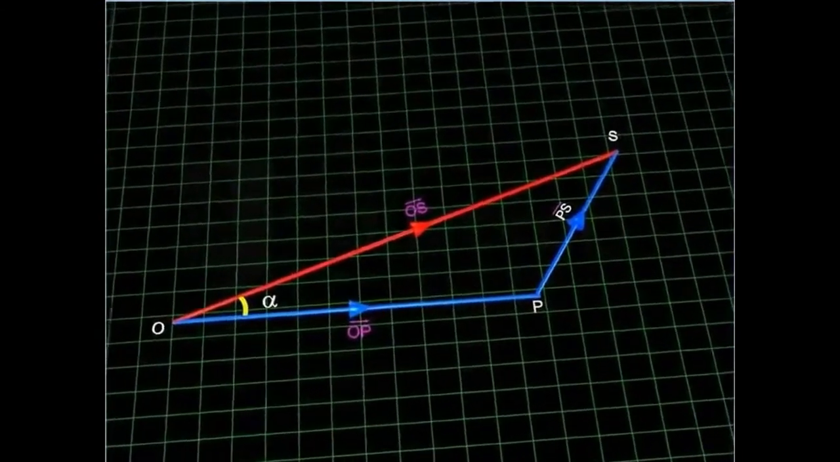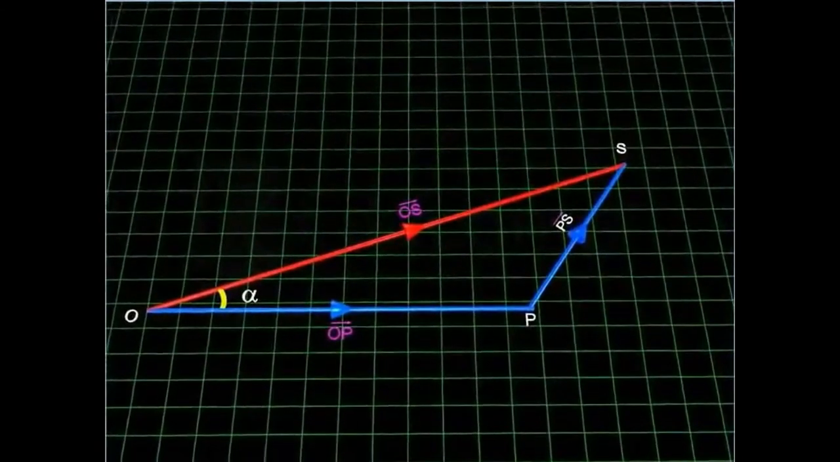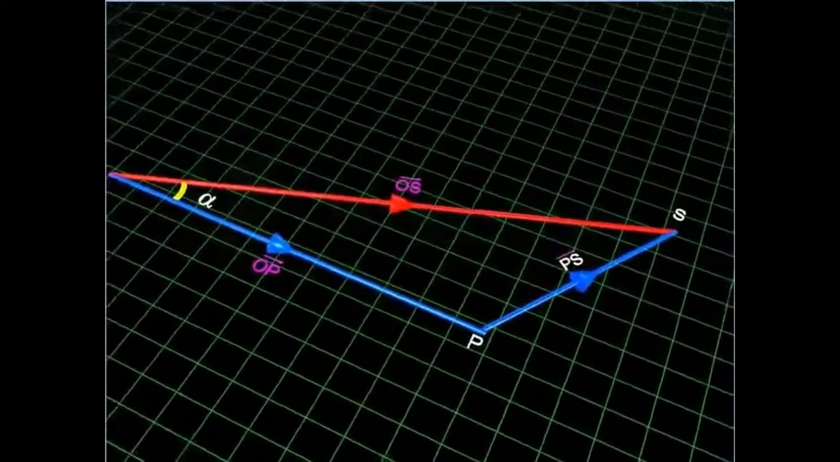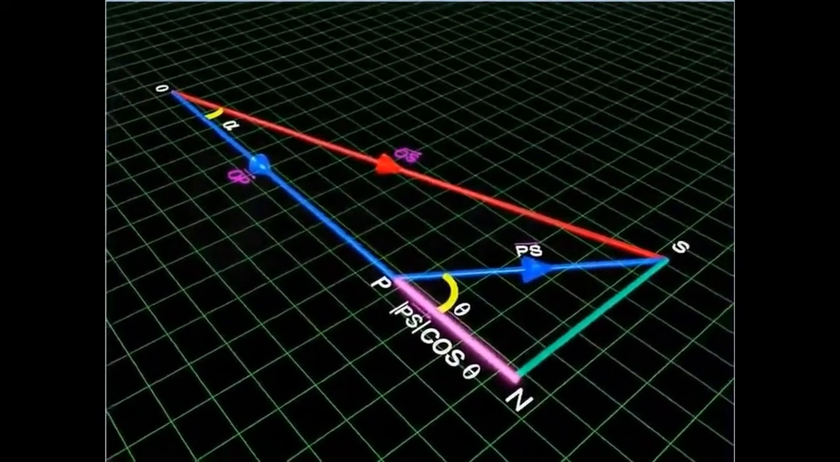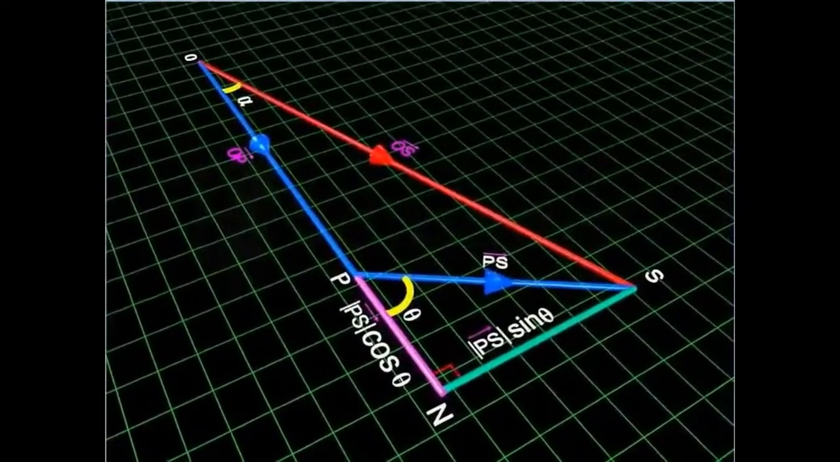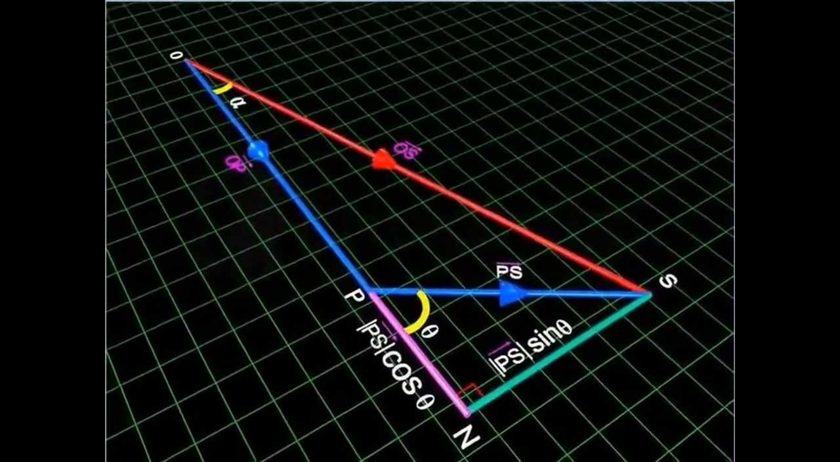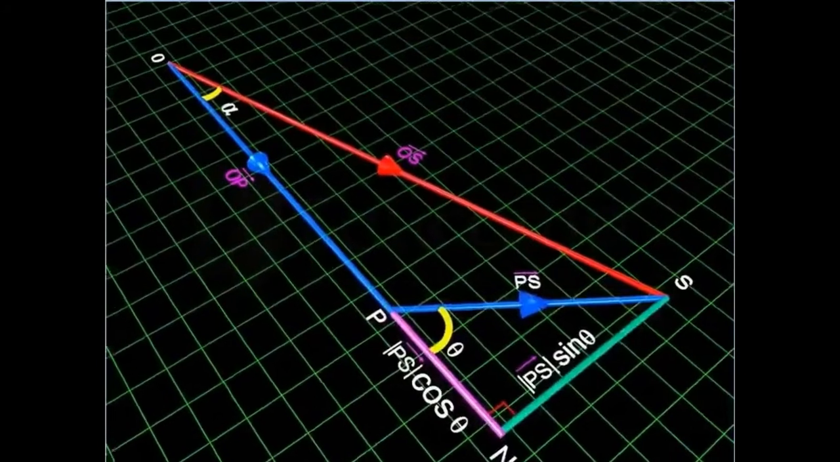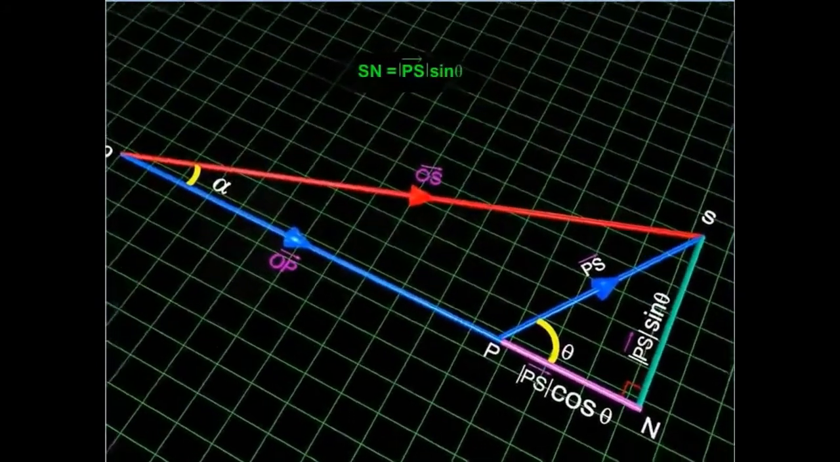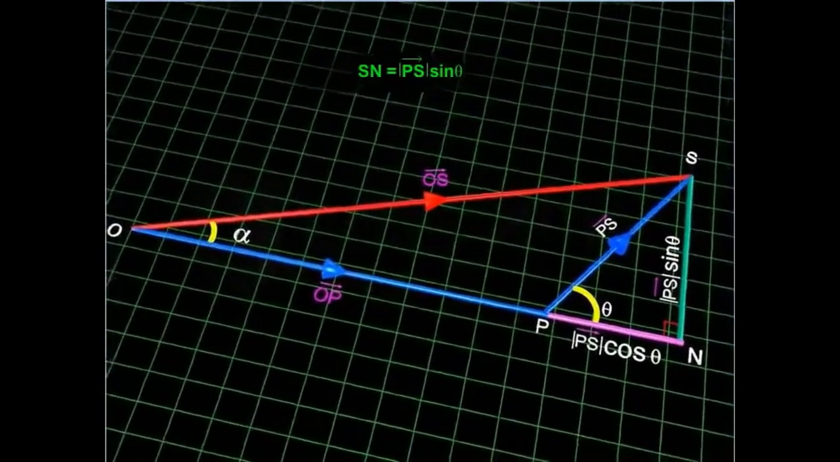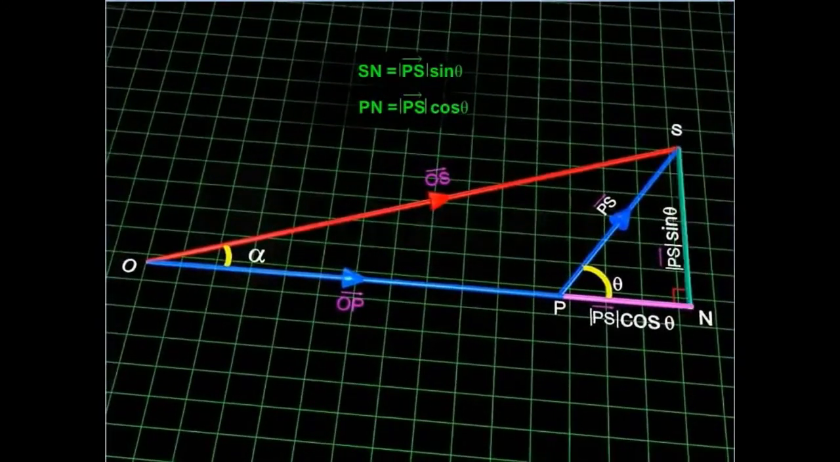For determining the magnitude of the resultant vector, extend OP to ON and draw an altitude from S to meet ON at N. Let angle SPN be equal to theta. In the triangle PNS, using the trigonometric functions, the value of SN is equal to PS sin theta and PN is equal to PS cos theta.